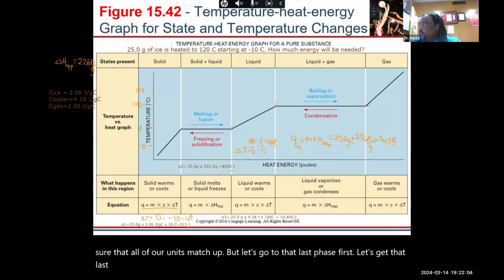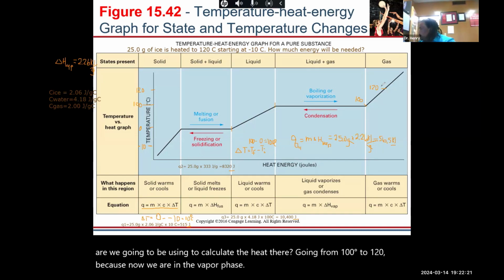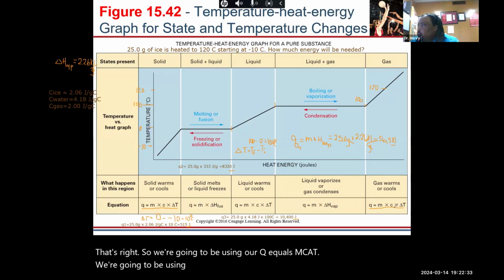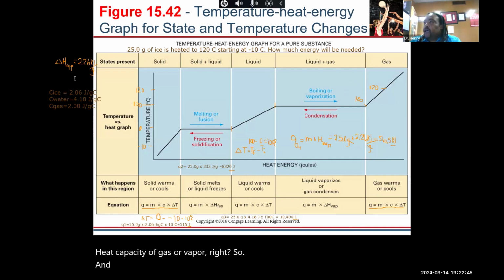So the last one, we're going from 100 degrees to 120, right? Which equation are we going to be using to calculate the heat there? Because now we are in the vapor phase. The Q equals mcΔT, that's right. So in this case, we're going to be using the heat capacity of gas or vapor. And our delta T is going to be what? How are we going to calculate that?